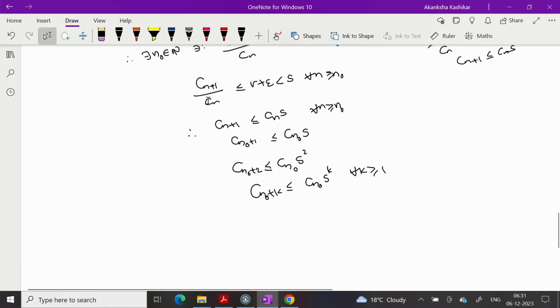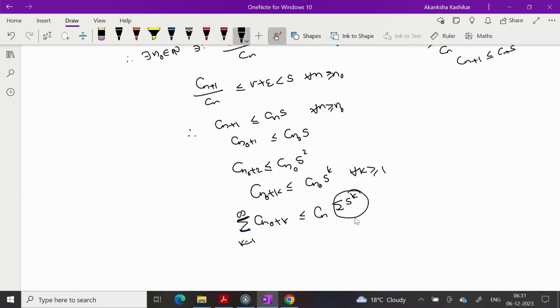What does it mean? This means that summation Cn naught plus k going from 1 to infinity is less than or equal to Cn naught times summation s^k, and s is less than 1, so this is a geometric series, so this is a convergent series, and hence by comparison test this also converges.